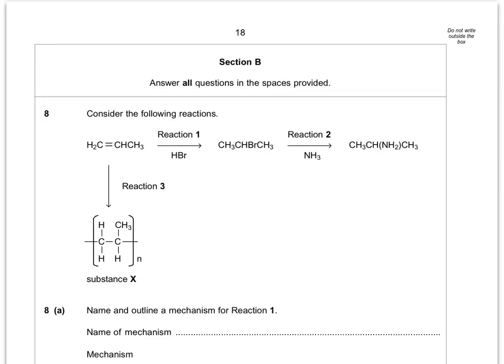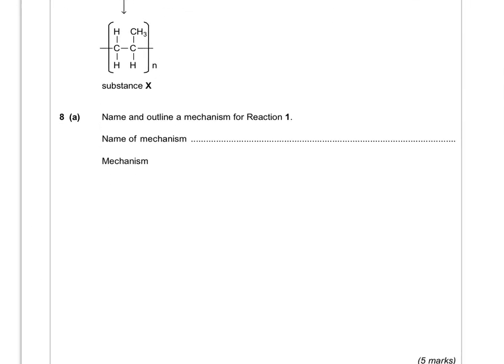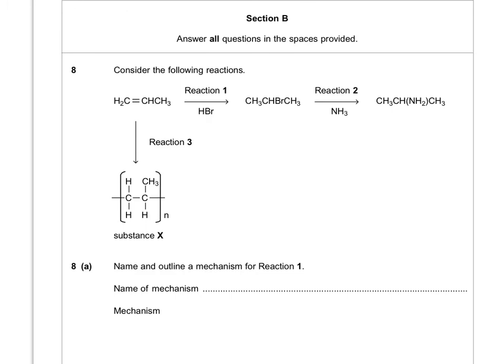Now we come on to our mechanisms questions. So we've got to consider these following reactions. It says name the mechanism for reaction 1. So reaction 1, you've got an alkene with HBr going on to make a bromoalkane. So that is going to be electrophilic addition.